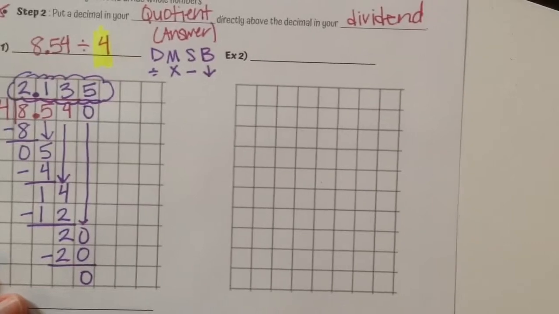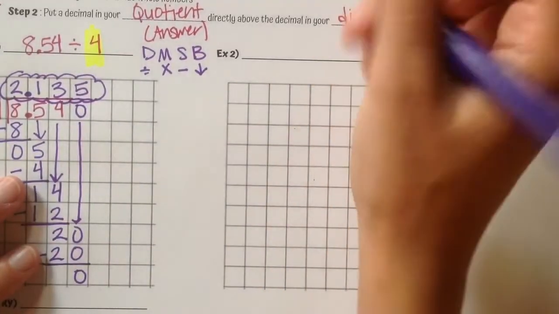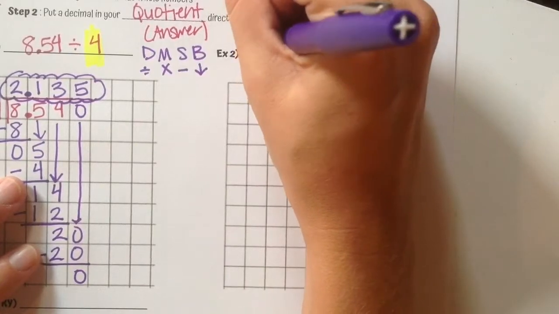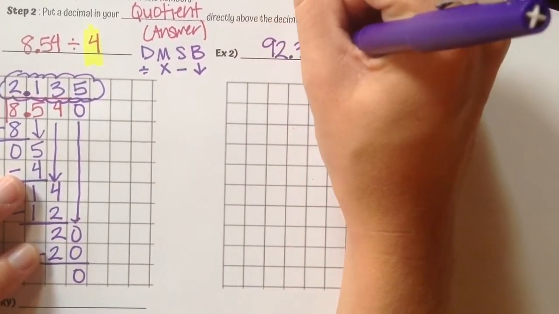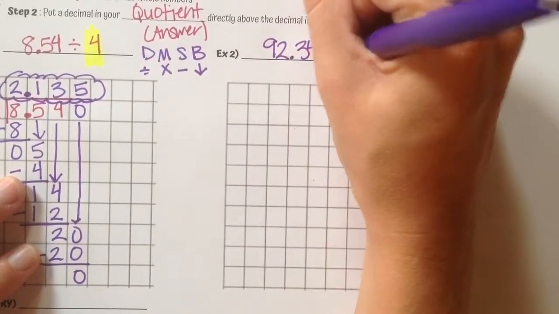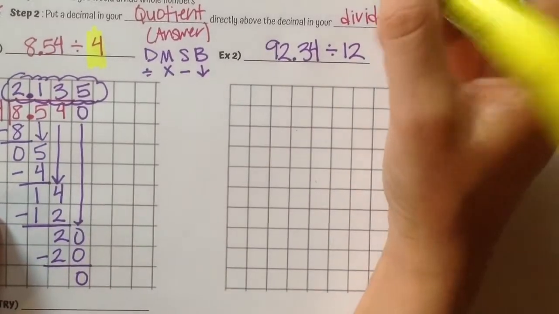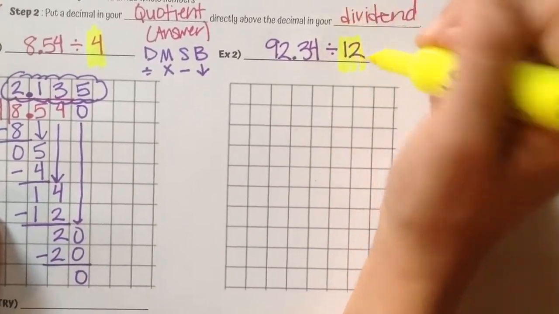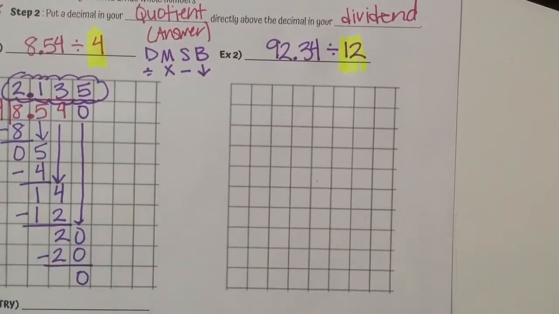Let's do another example. For this one, we're going to do 92 and 34 hundredths divided by 12. So again, we're looking at the number that we are dividing by. We are dividing by a whole number, so we don't have to worry about anything. We're going to divide just like normal.